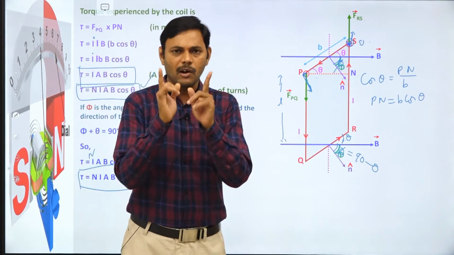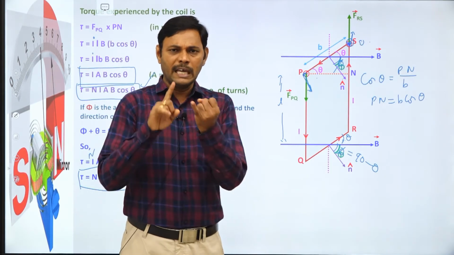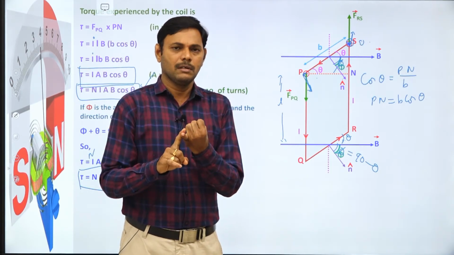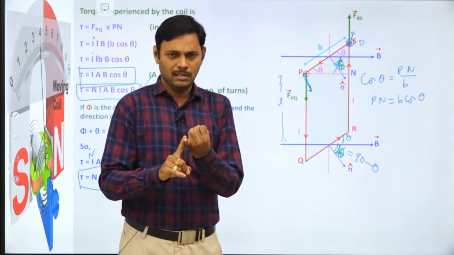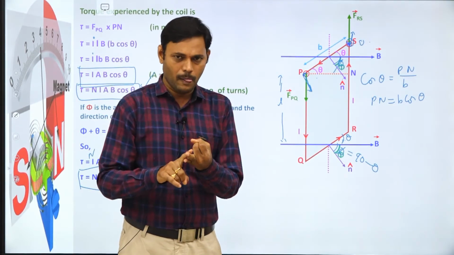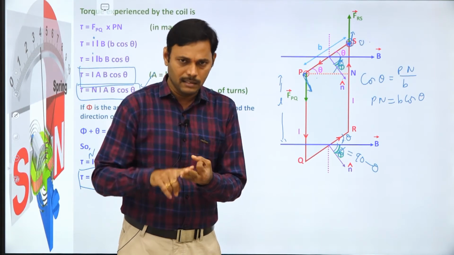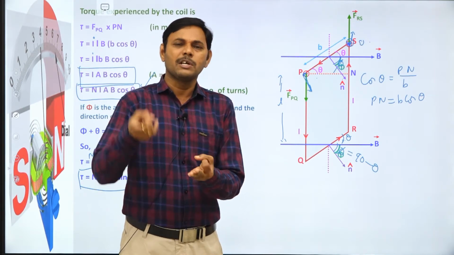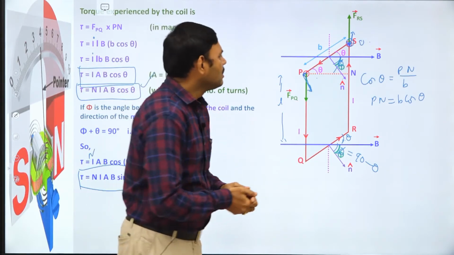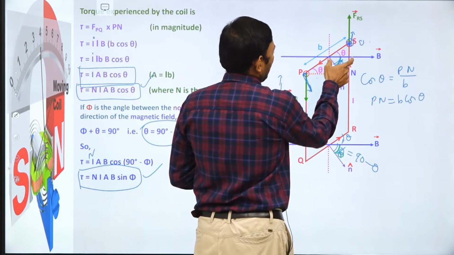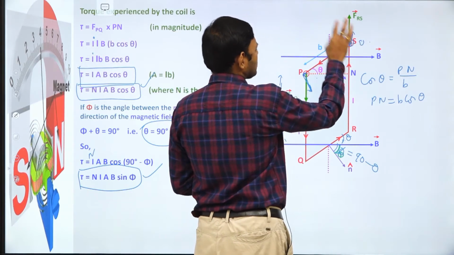Let us consider a coil having n turns, of area of cross section A, carrying current I, placed in a uniform magnetic field of induction B, such that the direction of the magnetic field with the face of the coil is theta.